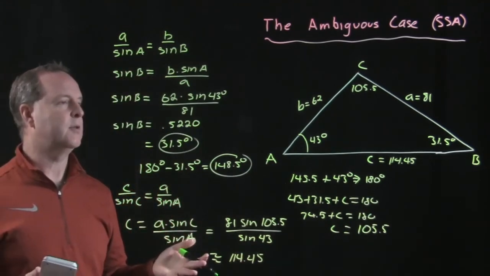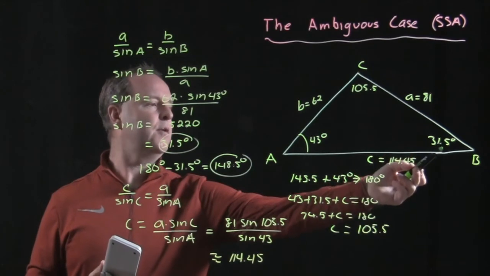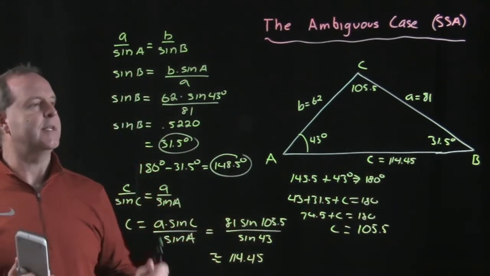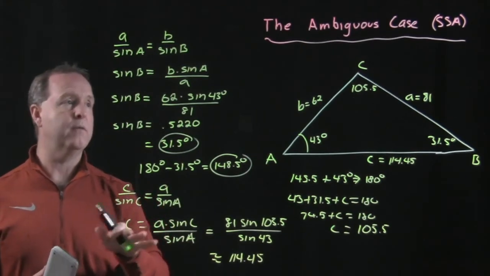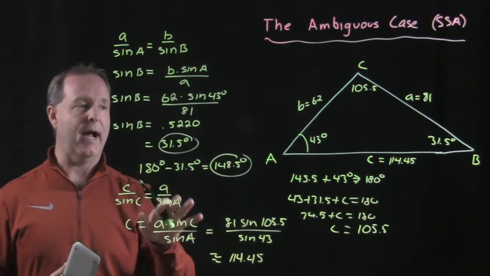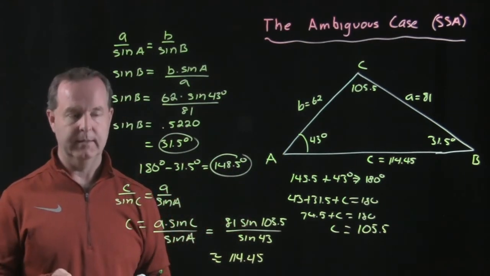And that makes reasonable sense. Since C is the largest angle, it should be opposite the largest side. 31.5 is the smallest angle, so it should be opposite the shortest side. And so we were able to solve this ambiguous case by identifying it as the situation where we have one triangle formed.